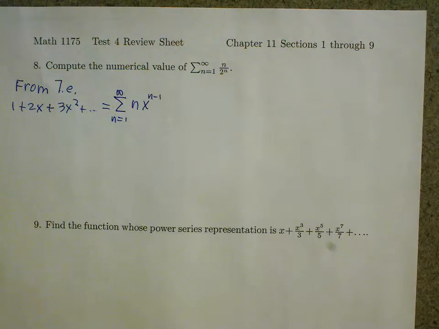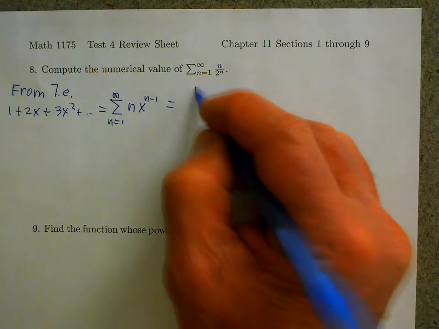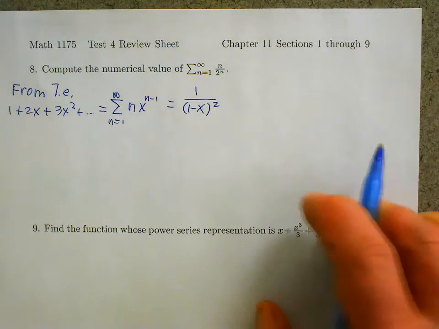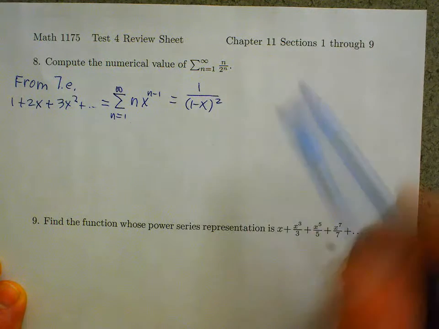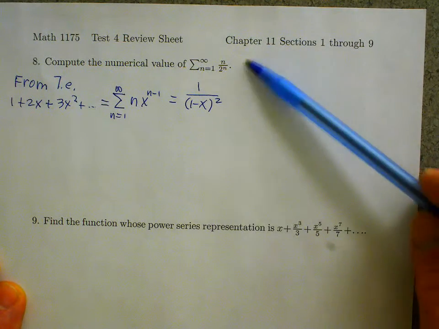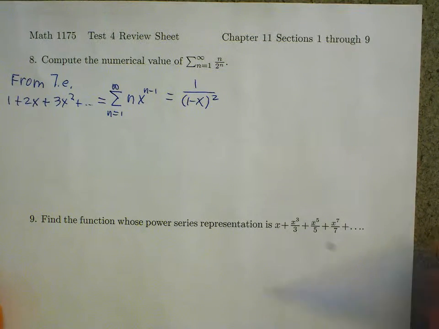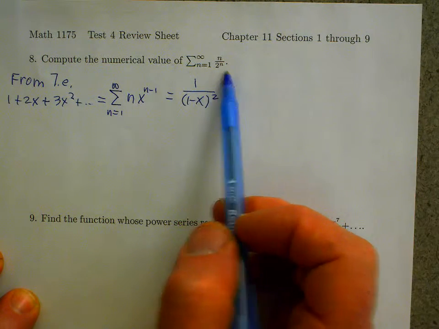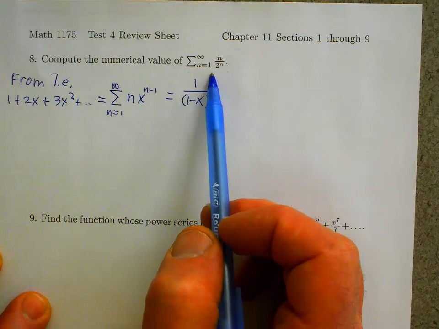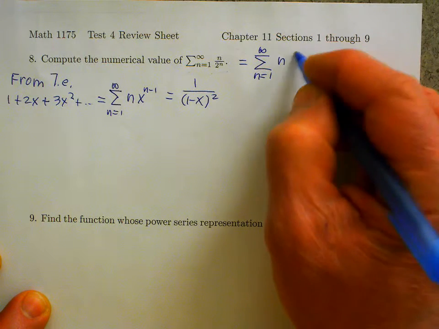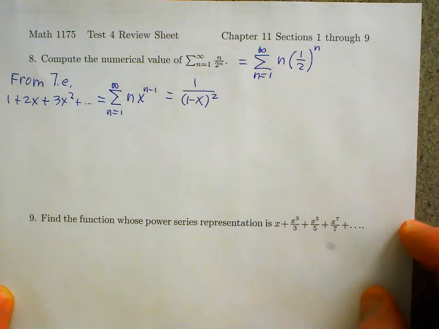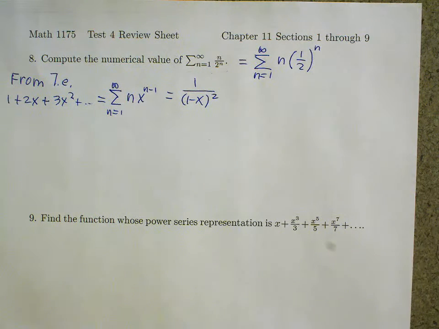Oh yeah, and what's the function that it's equal to? 1 over 1 minus x squared. So how can we use this function to help us compute the numerical value of this series where the terms are n over 2 to the n? Well, x is equal to 1/2. Okay, I'll rewrite this series so that it's n times 1/2 to the nth. So think of 1/2 as a particular value of x.